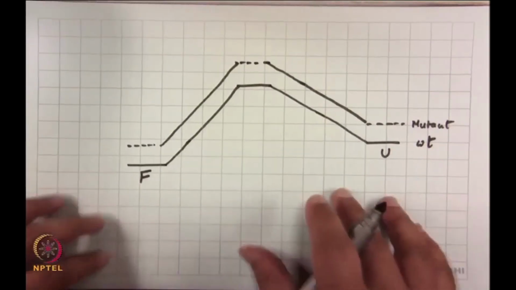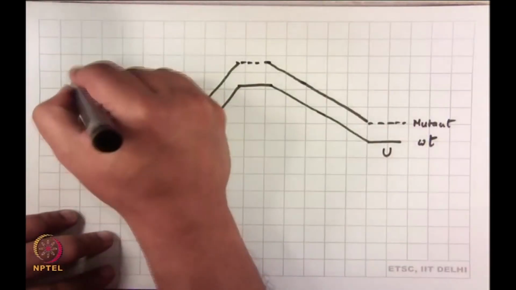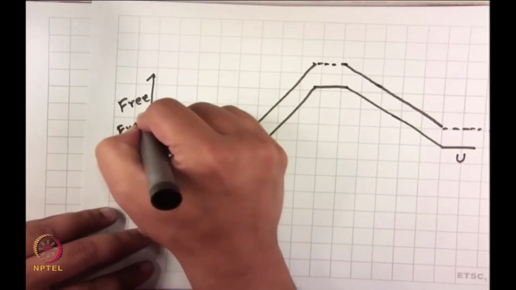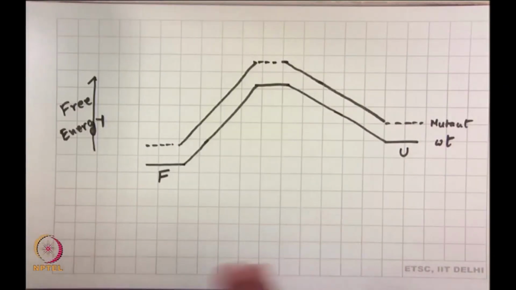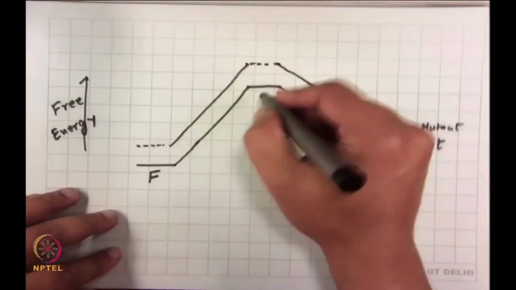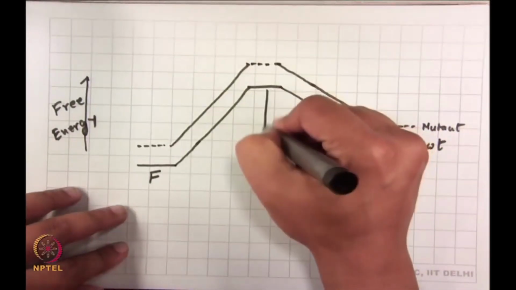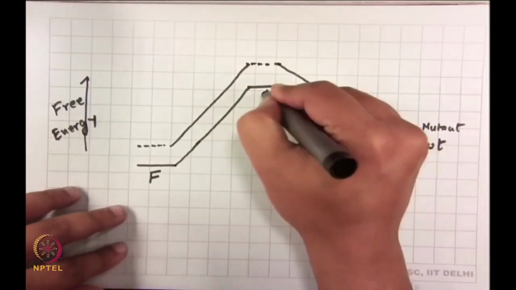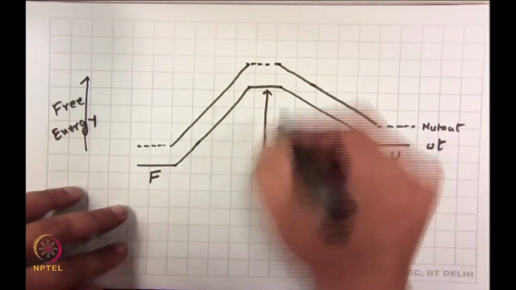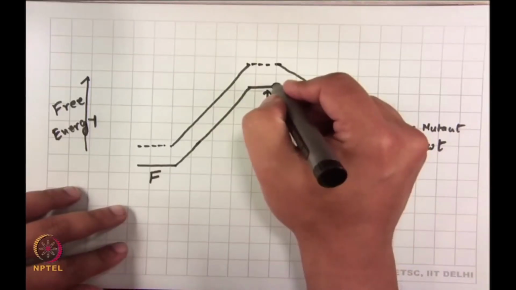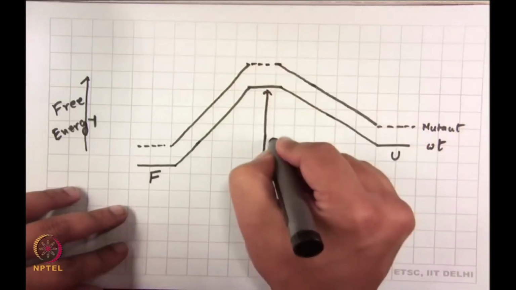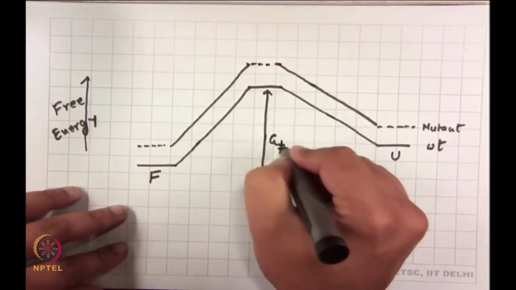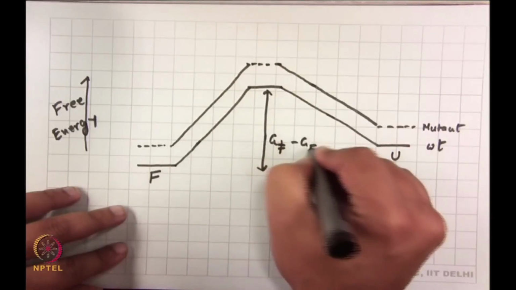This is my free energy in the y axis, and the x axis has a certain reaction coordinate, it does not matter what it is. Now, what is this one? From here to here, what is this one? If this is a transition state, this is the transition state for the wild type, this is the transition state for the mutant. So, then this one I can write as G dagger minus G F.